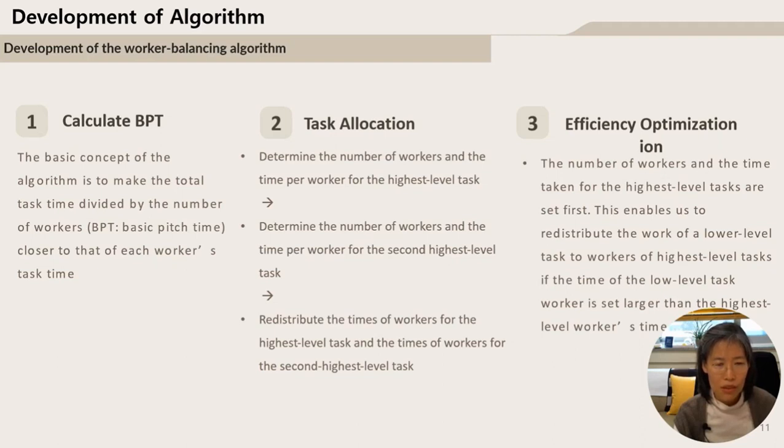This enables us to redistribute the work of a lower level task to workers of highest level tasks if the time of the low level task worker is set larger than the highest level worker's time. Assigning tasks to each worker is done in a way to assign as many consecutive tasks as possible so that workers can memorize the tasks and perform them more efficiently.